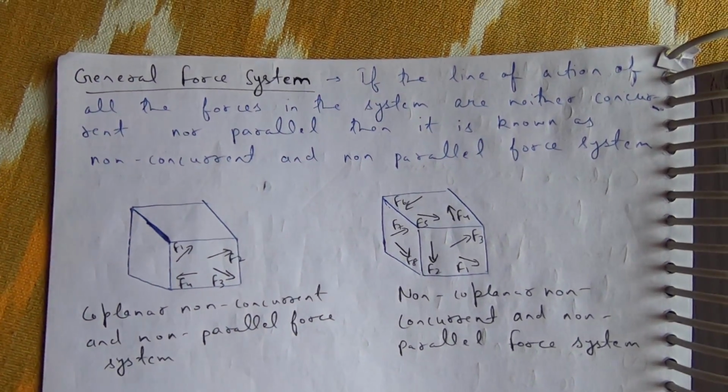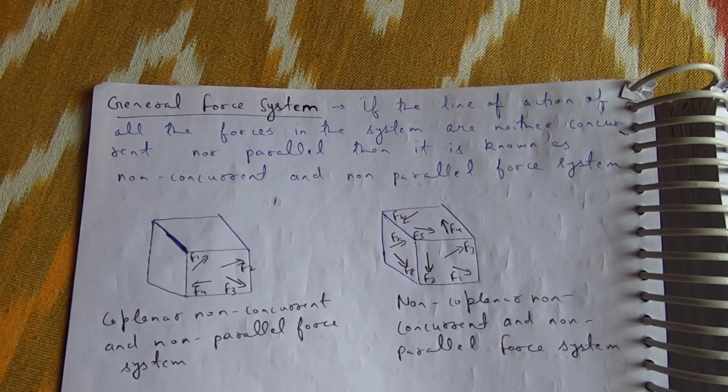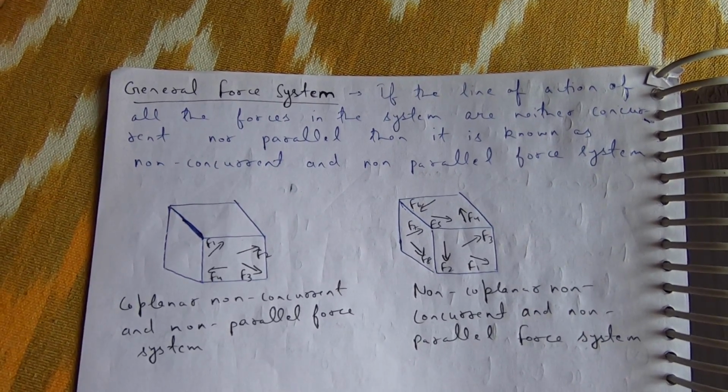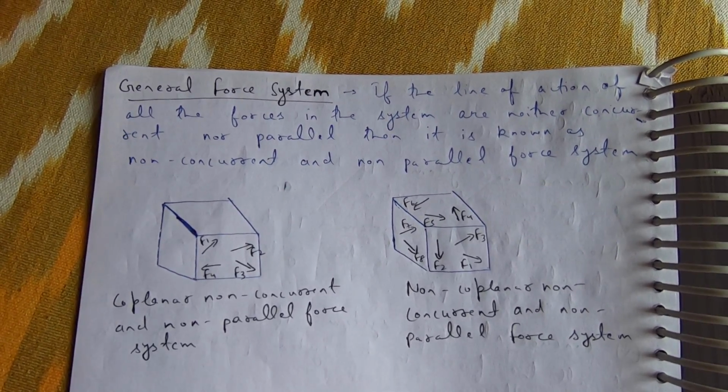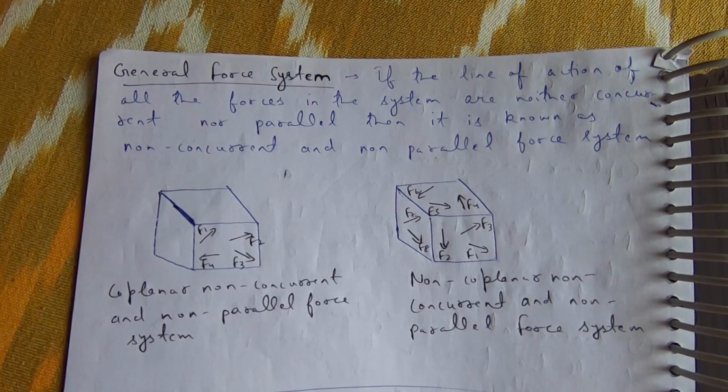General force system: if the lines of action of all the forces in the system are neither concurrent nor parallel, then it is known as a non-concurrent and non-parallel force system.